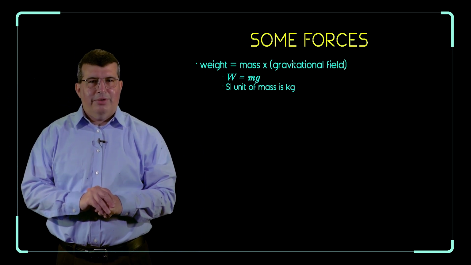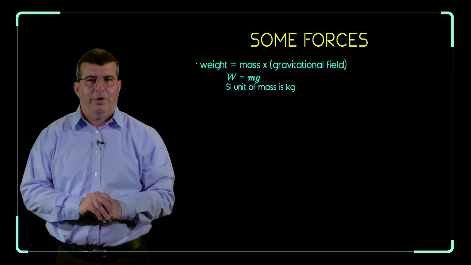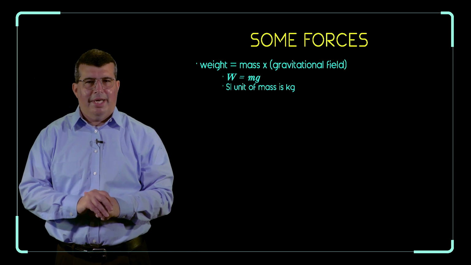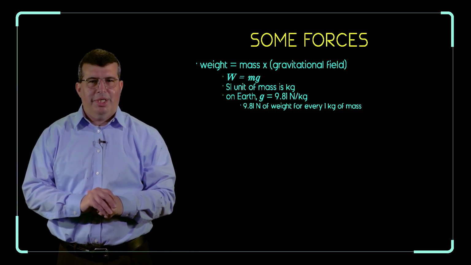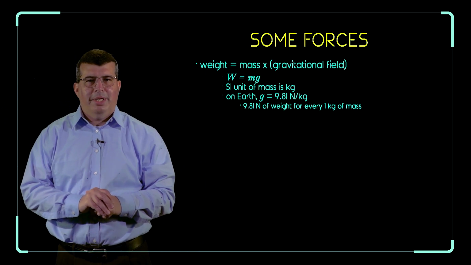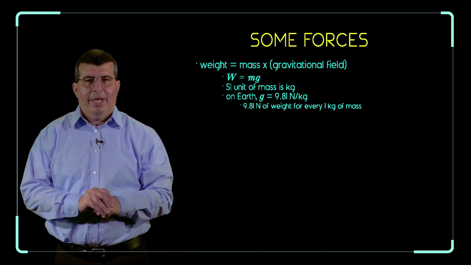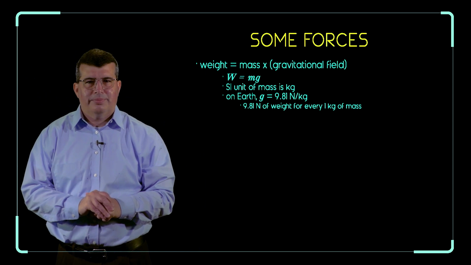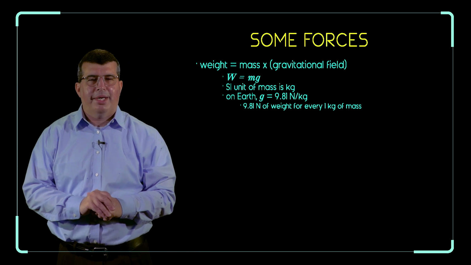Now, the gravitational field depends on where you are. So for example, on the Earth, the gravitational field is 9.81 newtons of force per kilogram of mass. So the G, the little g, on Earth is 9.81 newtons of force per kilogram of mass. So that means that, for example, 1 kilogram of mass would have a weight of 9.81 newtons. So there's 9.81 newtons of weight for every kilogram of mass.